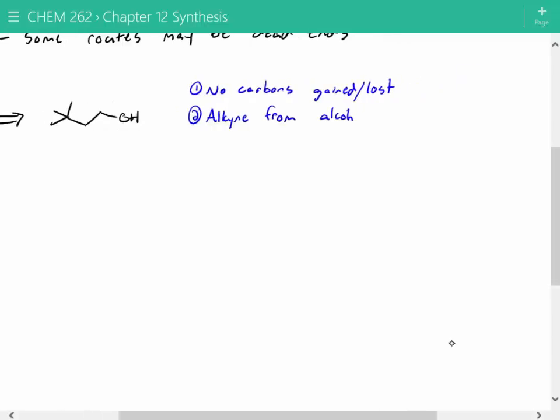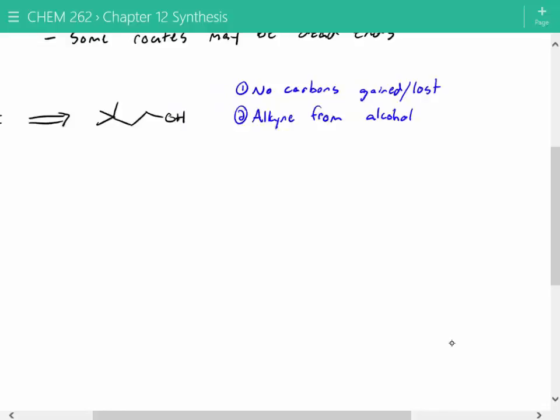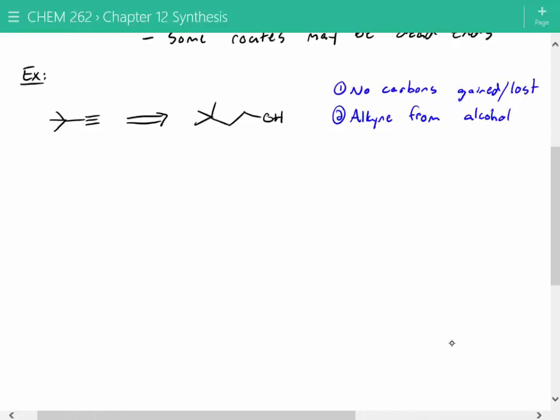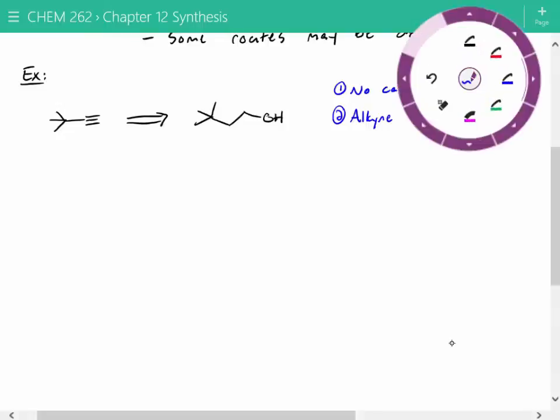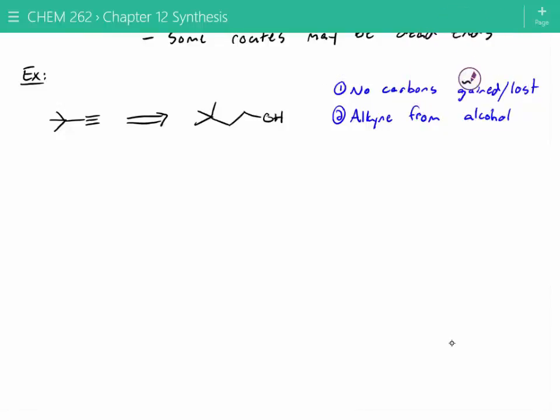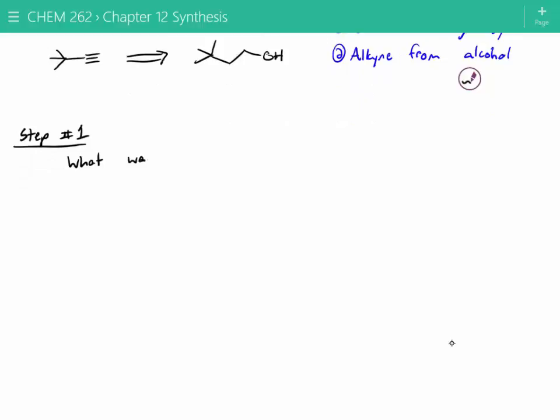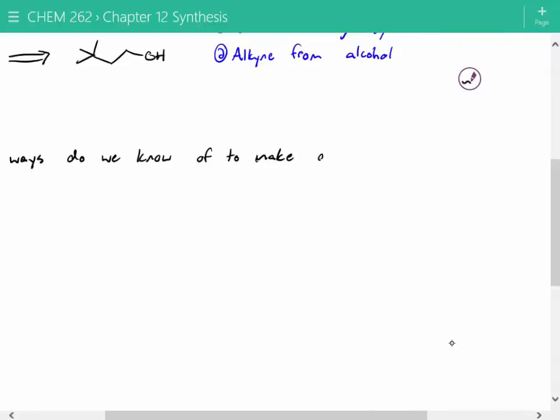There are some times where these synthesis problems will trick you up because it'll have other functional groups, but primarily just focus on the functional groups that are changing when you're doing a retrosynthesis. You may have other functional groups just hanging out in the distance that don't do much. All right, so let's do our first step. So step number 1 would be addressing what ways do we know of to make an alkyne.